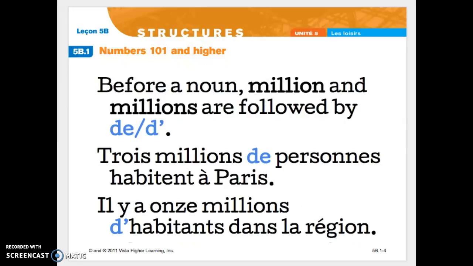Before a noun, million and the plural form are followed by de, because you literally say 3 million of persons live in Paris. That's the first example. It's an idiom. There's nothing you can do to change that. There are 11 million inhabitants in the region. The idiom in French: there are 11 million of inhabitants in the region.